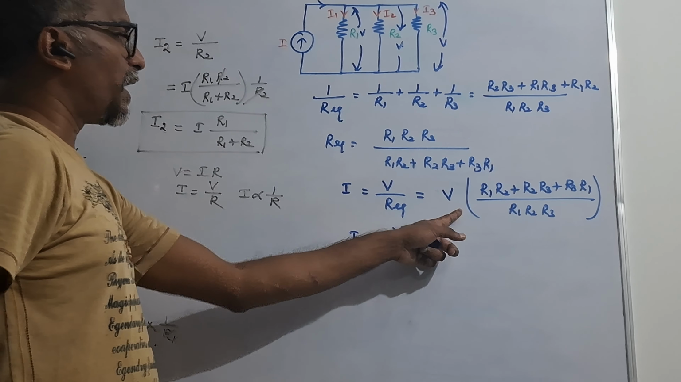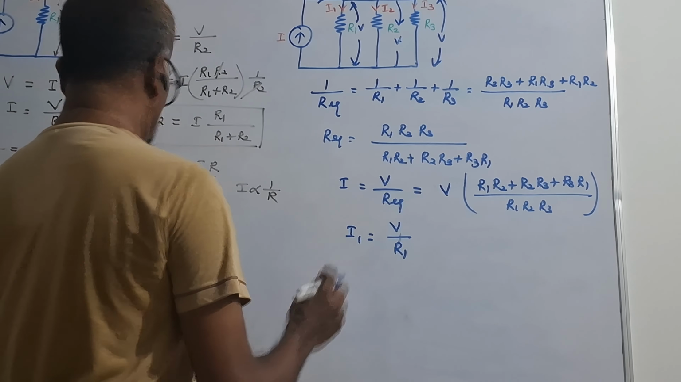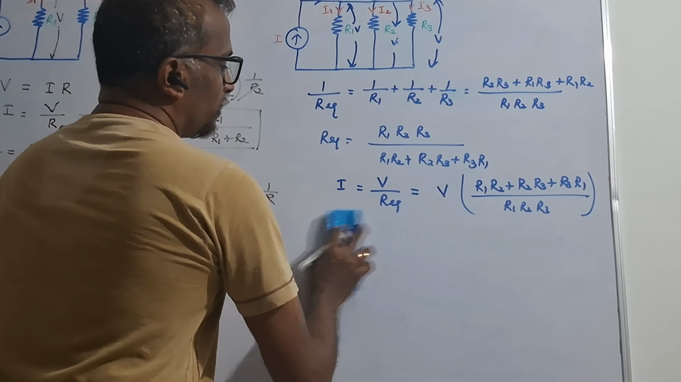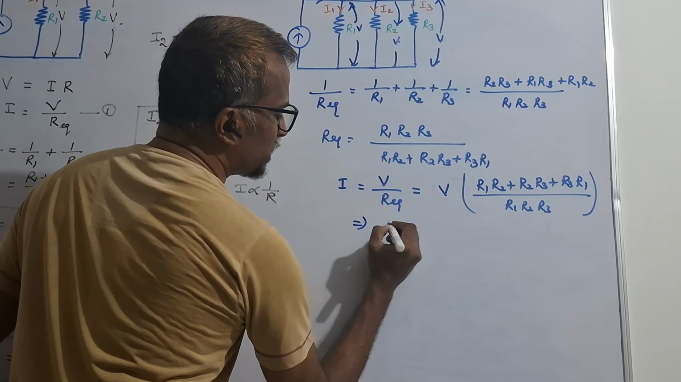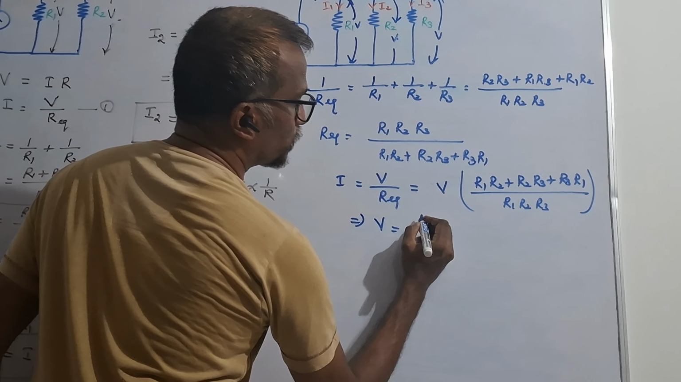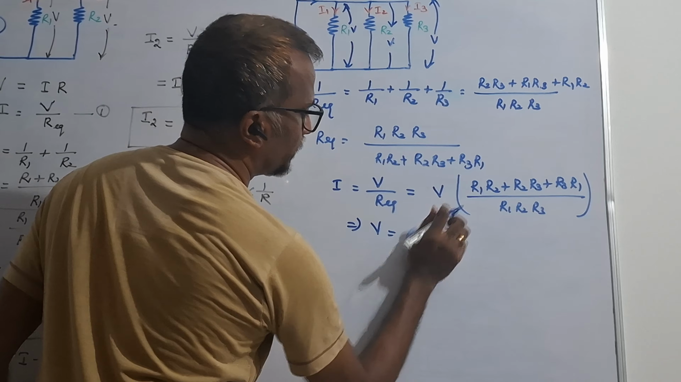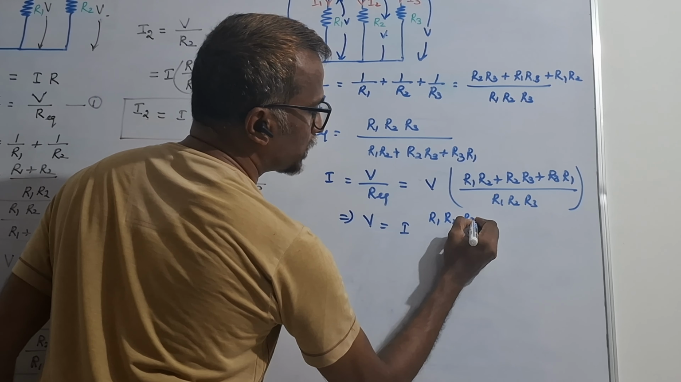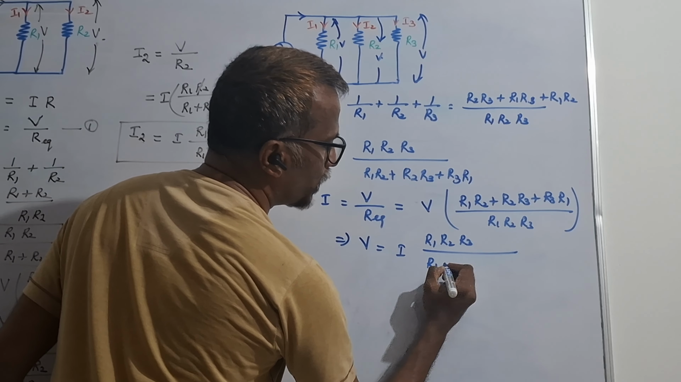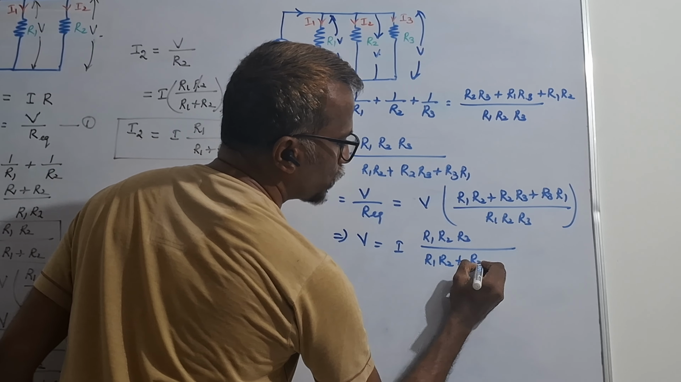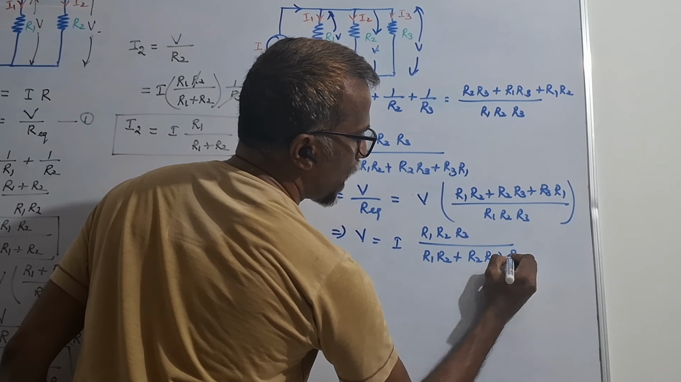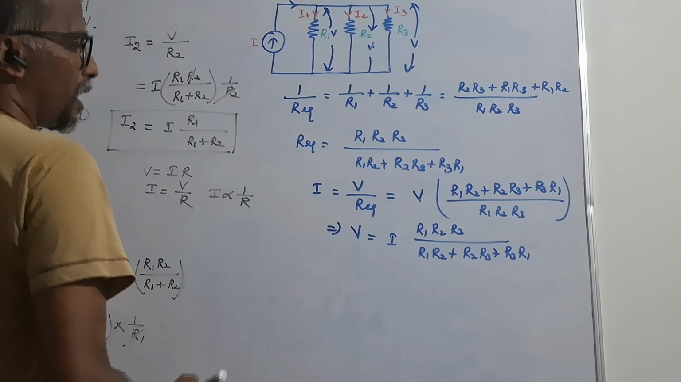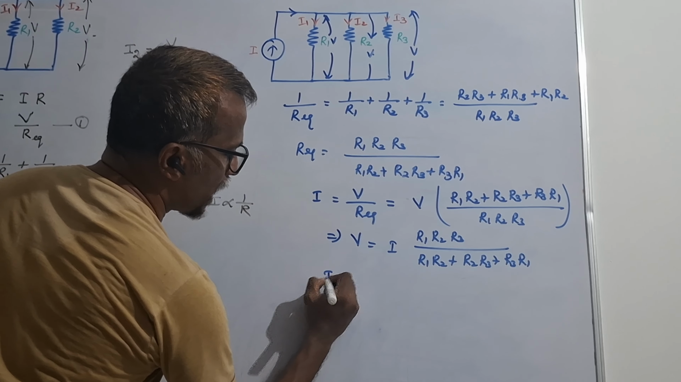From this we can find out V. So let me write this first. From this equation, voltage V is equal to I into R1 R2 R3 divided by R1 R2 plus R2 R3 plus R3 R1. So from this, what is I1?